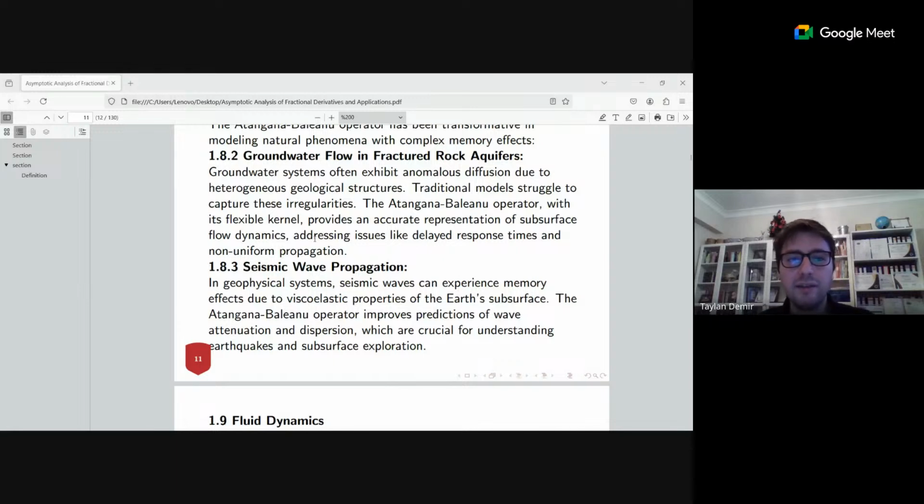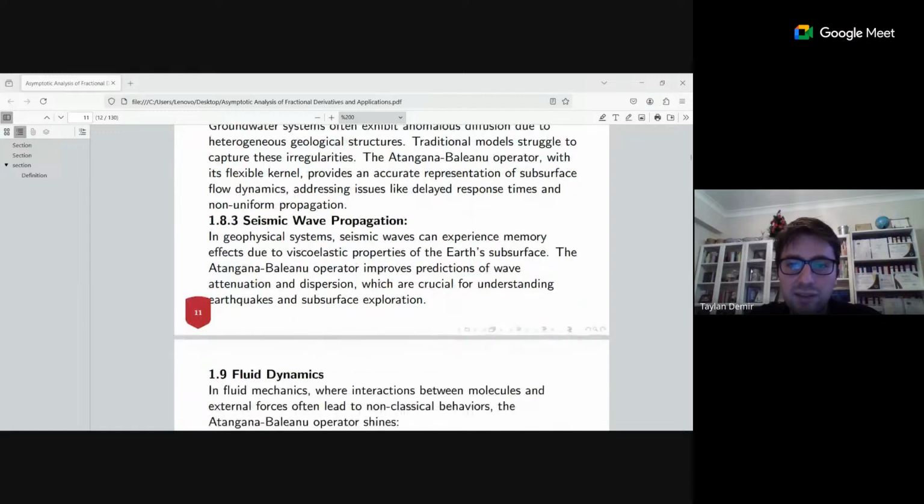In groundwater flow in fractured rock aquifers, groundwater systems often exhibit anomalous diffusion due to heterogeneous geological structures. Traditional models struggle to capture these irregularities. The Atangana-Baleanu operator, with its flexible kernel, provides an accurate representation of subsurface flow dynamics, addressing issues like delayed response times and non-uniform propagation.